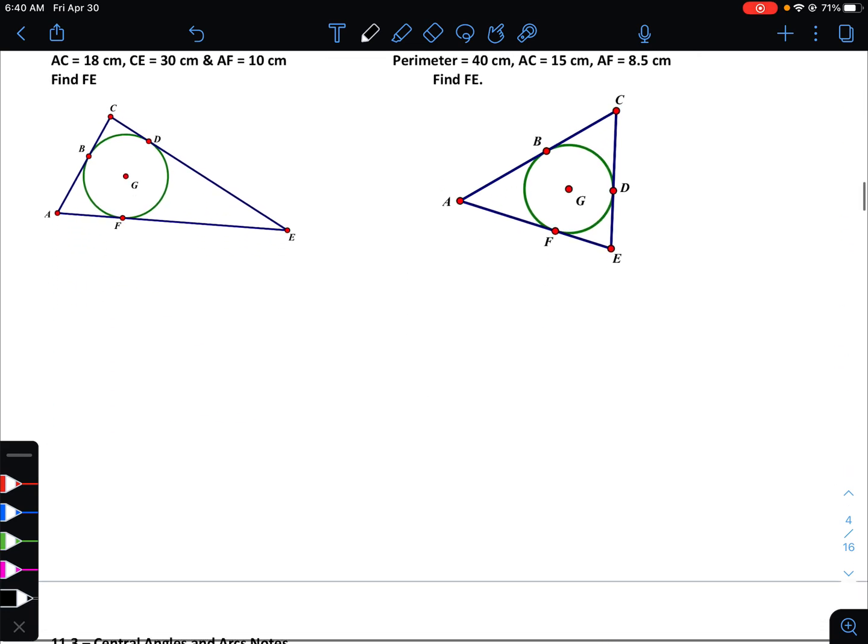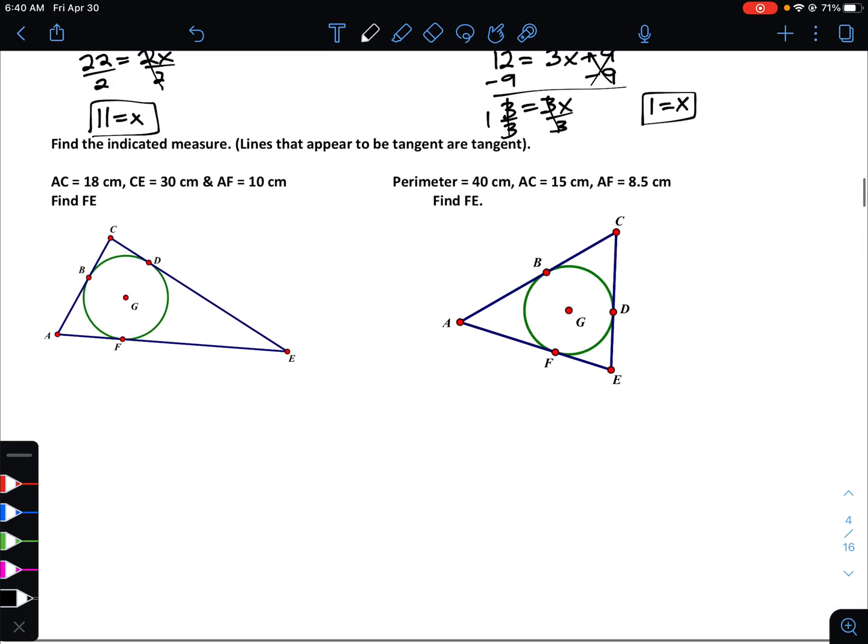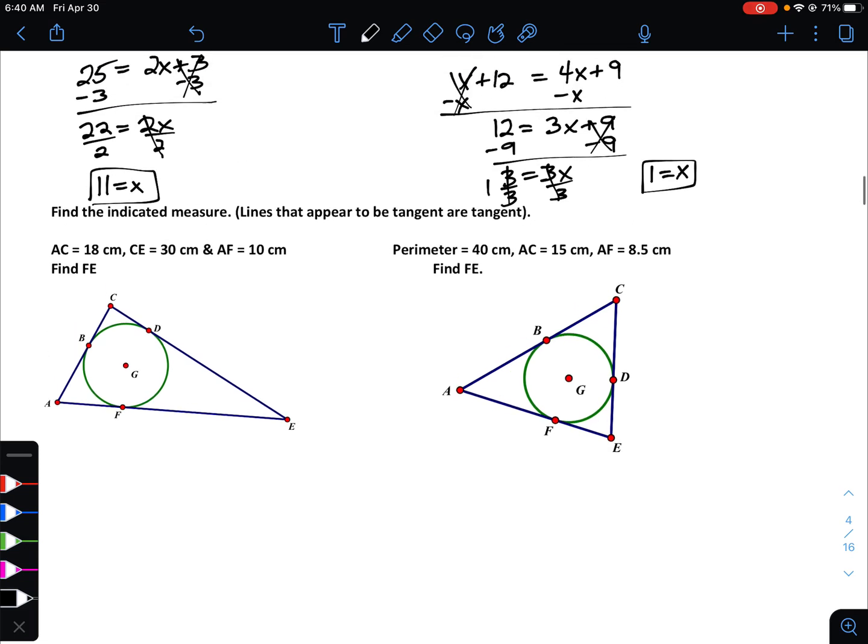Okay, just a couple more examples using that property, and I think that is going to be it for us today. So it asks us to find the indicated measure. It tells us that lines that appear to be tangent are in fact tangent. Okay, so let's start with this first example.